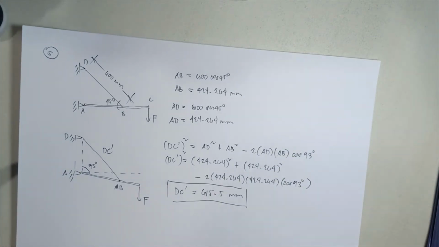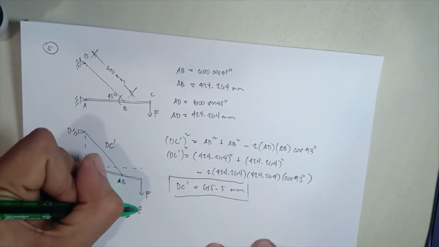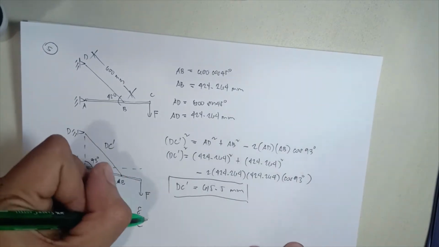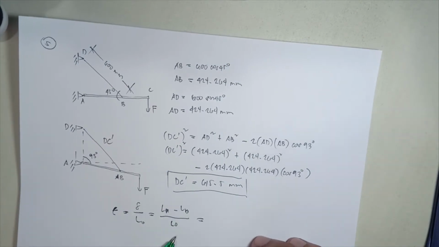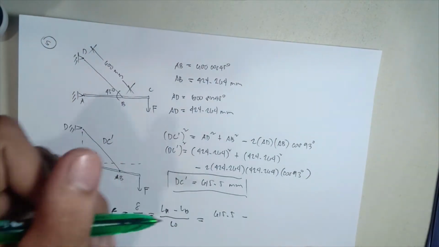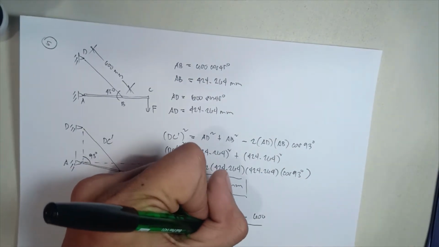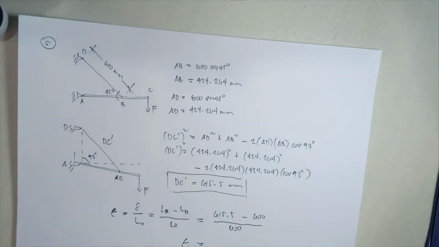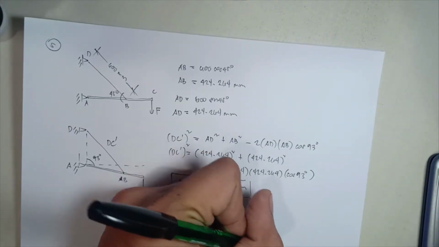Now, the question is the strain. The question: determine the average normal strain developed in the wire. To get the average normal strain, the symbol epsilon equals the deformation over the original length, where the deformation is the change in length, which is the new length minus the original length, all over the original length. So the new length is 615.5 millimeters minus the original length of 600 millimeters, all over the original length of the wire, which is 600 millimeters. So the value of epsilon, the average normal strain, is 0.0258 mm per mm.